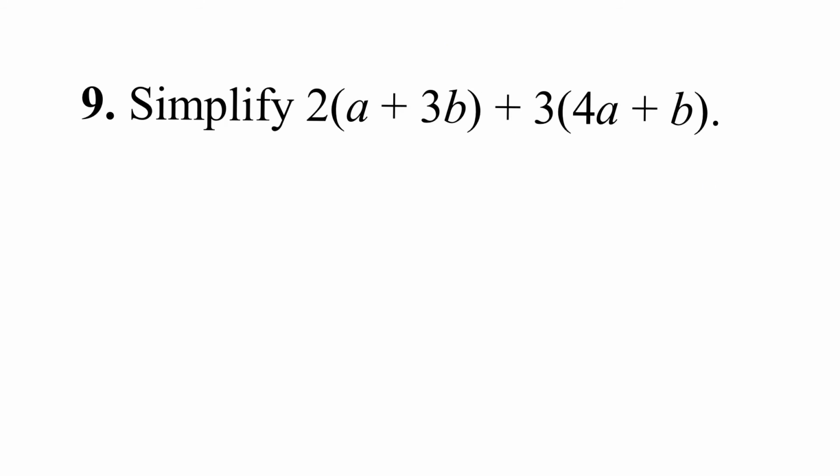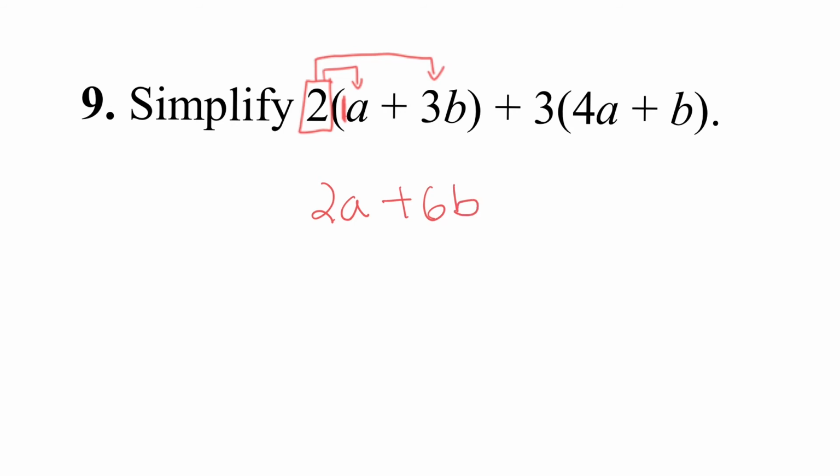Number 9, same thing as number 8. You guys need to distribute the numbers outside of the parentheses. So let's multiply the 2 outside of this first parentheses times the a. That's going to be 2a. Keep in mind there's an invisible 1 in front of the a. So 2 times 1 is 2. And then you guys have the 2 times the 3b. It's going to be positive 6b.